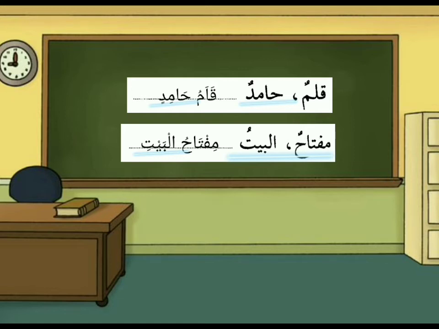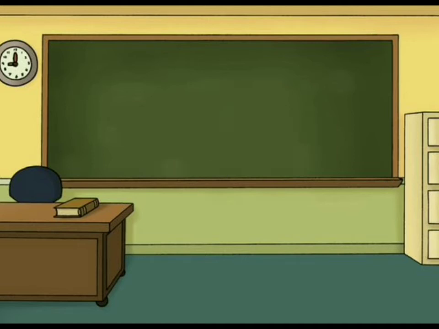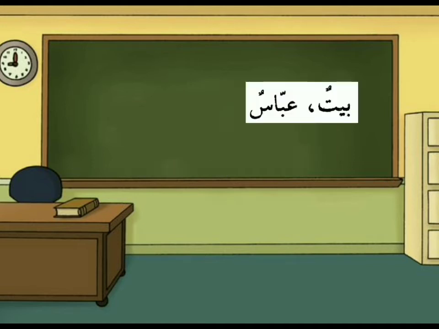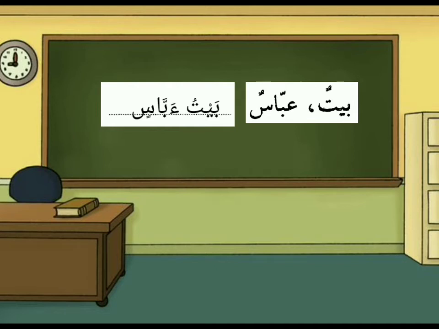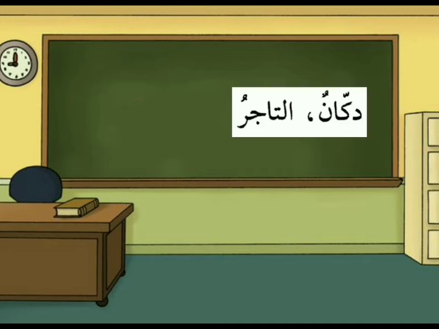So Miftahun and Albaytun is Miftahul Bayti, or the house key. Okay, so now let us try on another example. Baytun and Abbasun is Baytu Abbasin, or Abbas' house. Since Abbas doesn't start with alif lam, Abbas turns into tanwin, or double vowels, which is Abbasin. Okay, so the next one is Dukkanun and At-Tajiru.